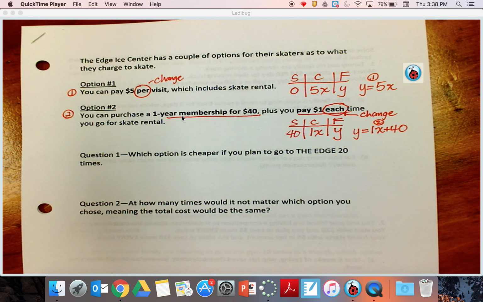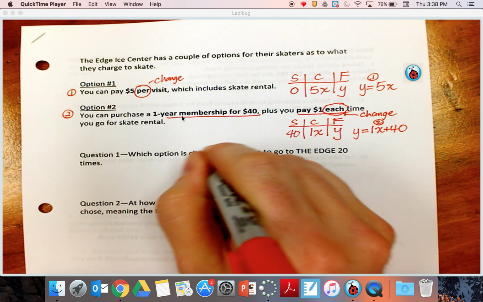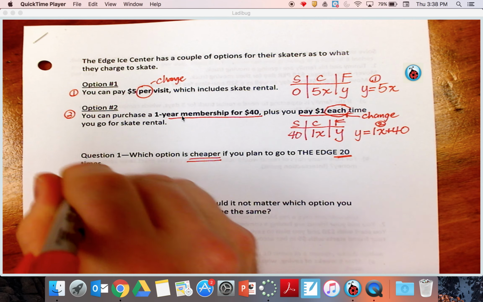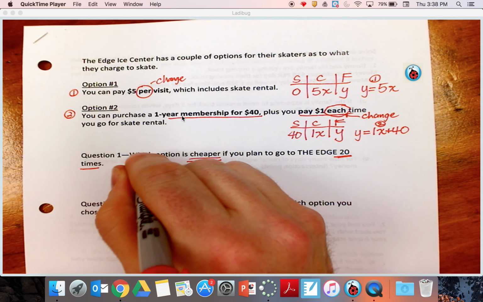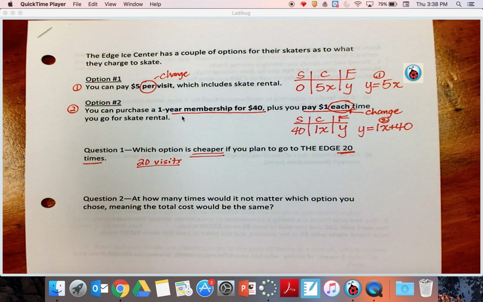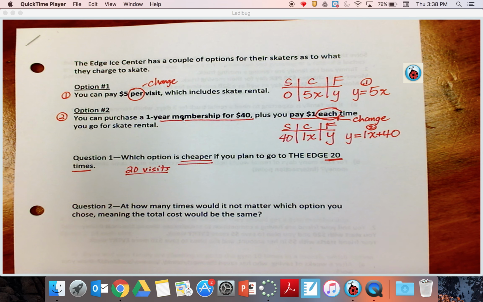Okay. Now I'm ready to start to solve my first question. Question 1 says, which option is cheaper if I go to the Edge 20 times? That means I have 20 visits. I visit the Edge 20 times. Now, how can I use that 20 and these two equations to figure out how much it would cost me to go? So let's think about it.